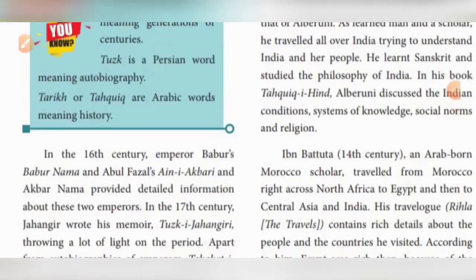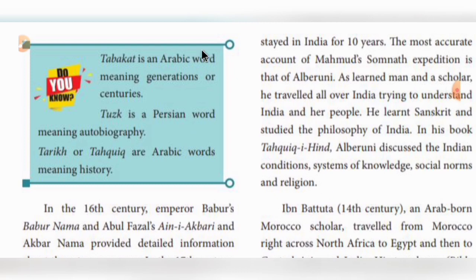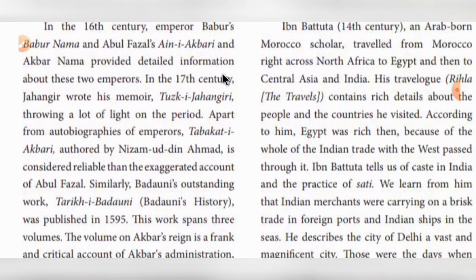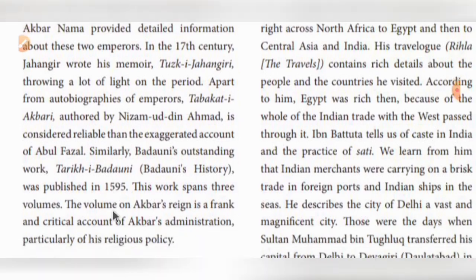In page number 114, you can see the meaning of the words. Tabaqat is an Arabic word meaning generations or centuries. Tuzuk is a Persian word meaning autobiography. Tarikh is an Arabic word meaning history. And then they have given some biographies and autobiographies. For that also I gave the tabular column.